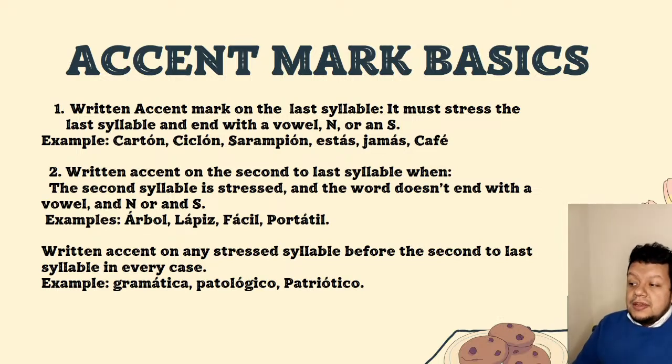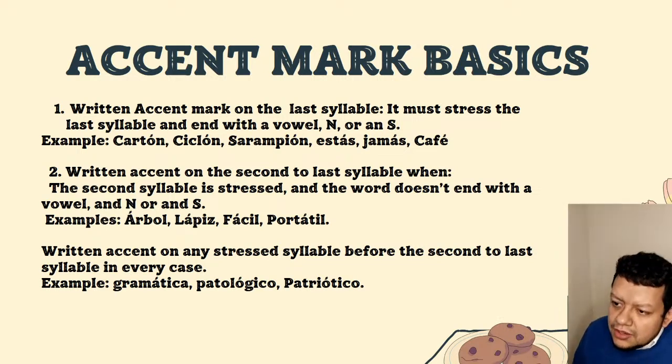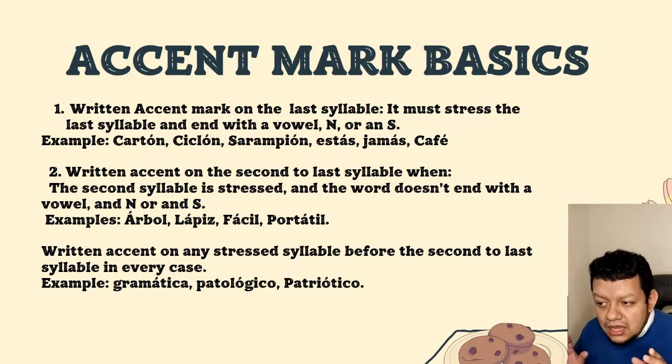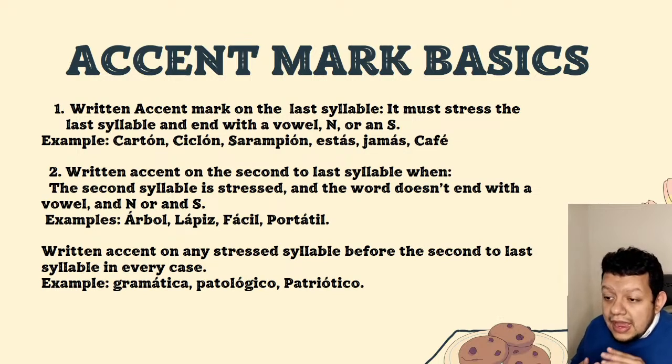Alright, so let's go ahead and continue. The second rule is for when the stress falls on the second to last syllable. In other words, if the word does not end with a vowel, an N, or an S, then the accent mark goes on the second to last syllable.